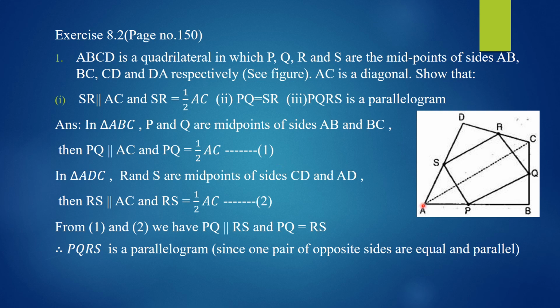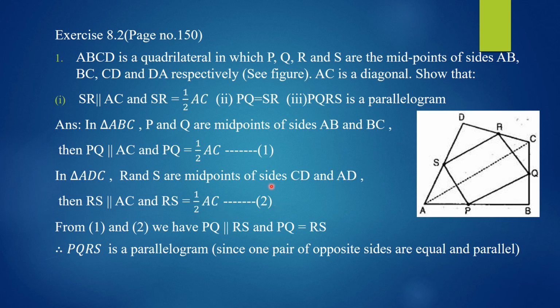In the same way, in the next triangle ADC, we can see S is the midpoint of AD and R is the midpoint of CD. Again, using midpoint theorem, we can say SR will be parallel to AC and SR is equal to half of AC. Take it as equation number 2.